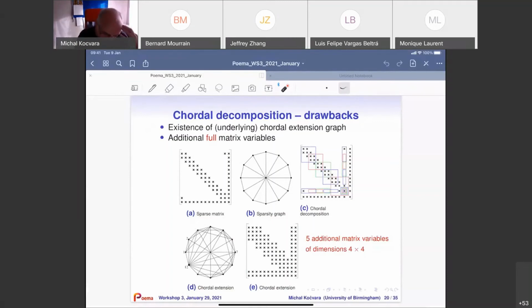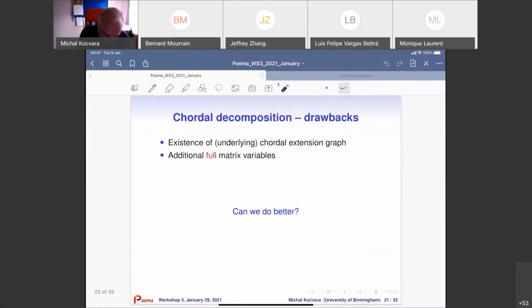And the other drawback is that we need these additional variables, and these must be full. And potentially for big problems, we may need many additional matrix variables, and maybe not so small additional matrix variables. So this may still add to the complexity of the interior point method, and it can add to the memory requirements of the interior point method. So the question is, can we do better? And I don't have much time to explain that. In fact, we can do better.